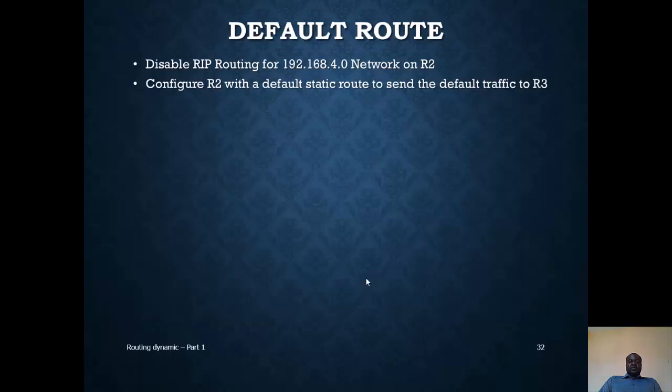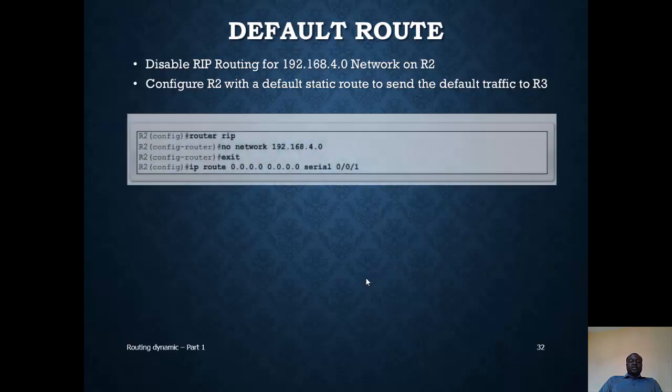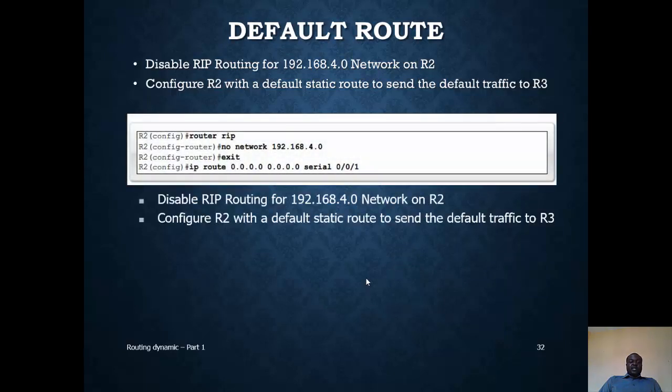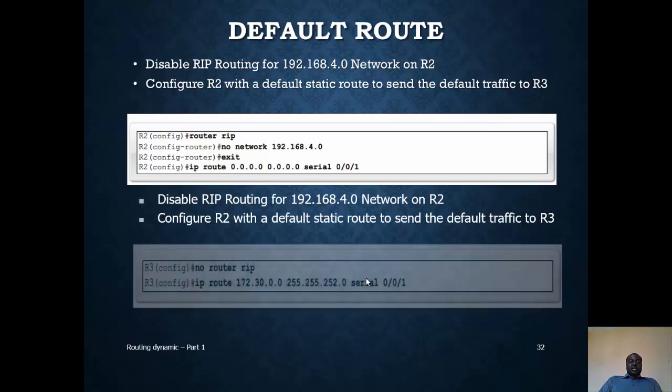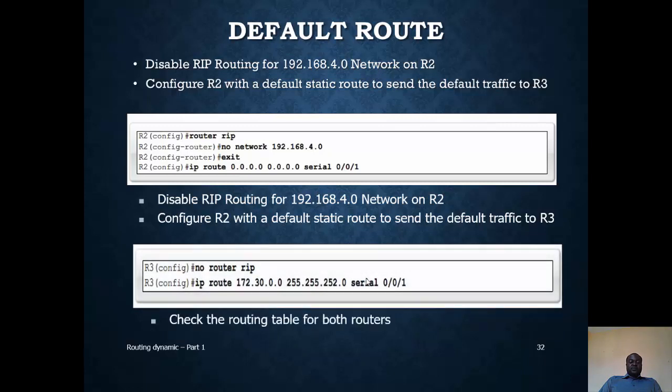And the default route, what happened there? We know that we disabled the routing information protocol routing for the address 192.168.4.0 on the network that is taken by router 2. And we configure router 2 with the default static route to send the default traffic to router 3. This is the command that we will use. And here we disable RIP routing, and we configure router 2 with the default static route to send the default traffic to router 3. And right now we have the command that will be used for it. And we check the routing table for both routers.